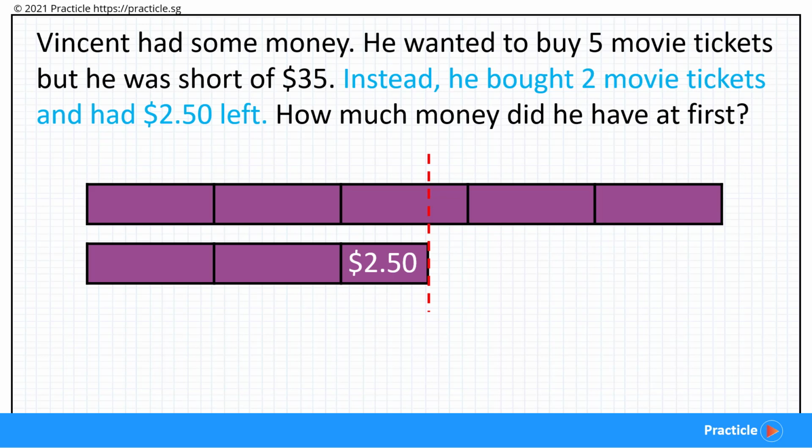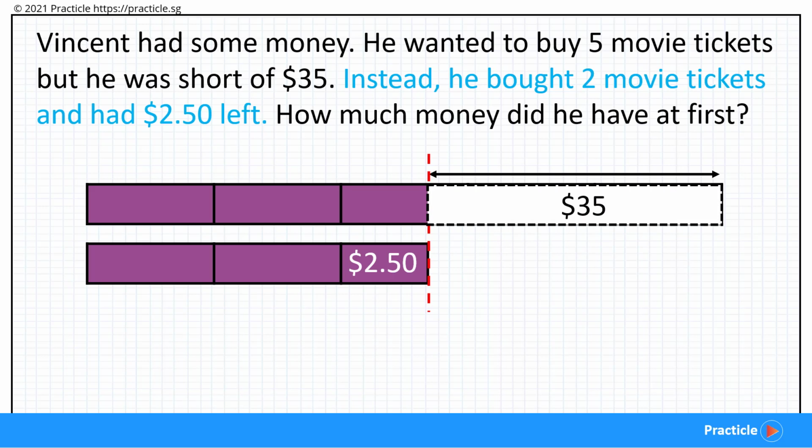Now, since this dotted line shows us how much he has, and the 5 units is the cost of 5 movie tickets, this part is going to represent the extra money that he needs in order to buy 5 tickets. Do you see that? Since this difference represents how much he's short of, we can tell that this part has to represent $35. So far so good? Great. And now we are done with the hardest part of the problem. Now let's look at our model and see what we can tell from it.